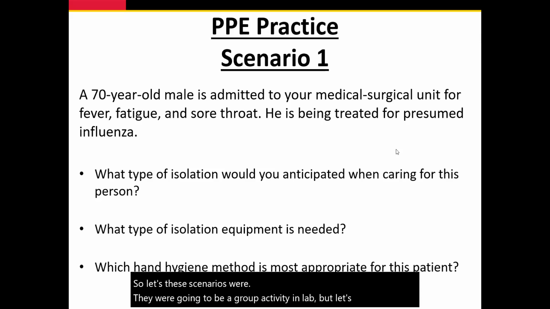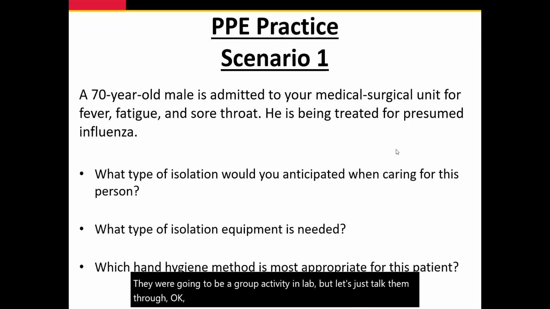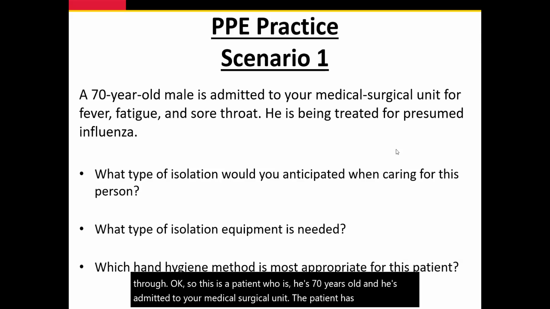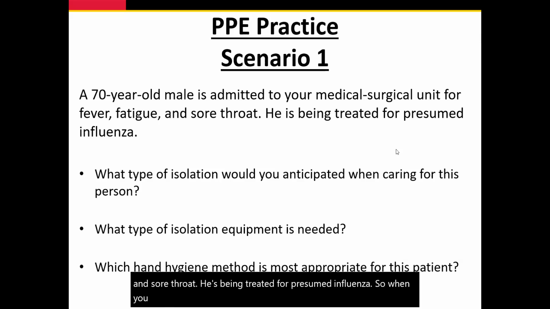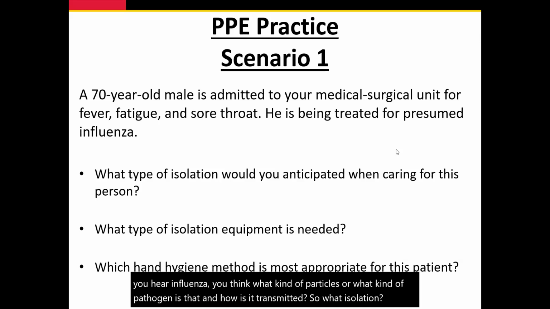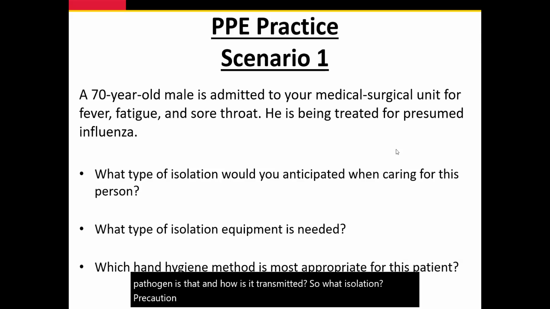So this is a patient, he's 70 years old and he's admitted to your medical surgical unit. The patient has fever, fatigue, and sore throat. He's being treated for presumed influenza. So when you hear influenza, you think, what kind of pathogen is that and how is it transmitted? So what isolation precaution would you expect for this particular patient?